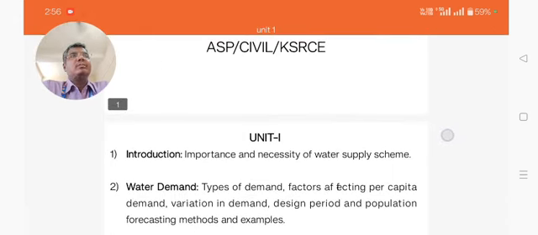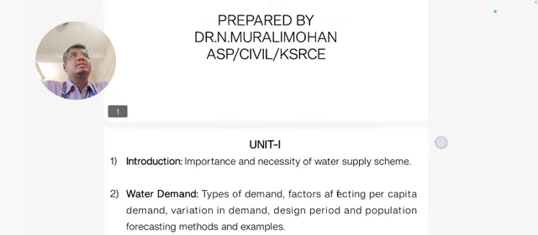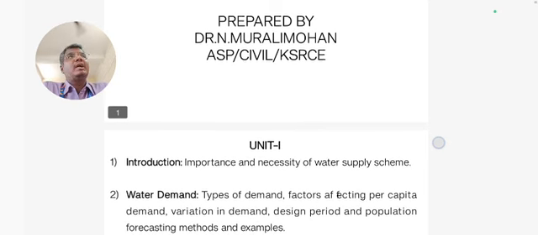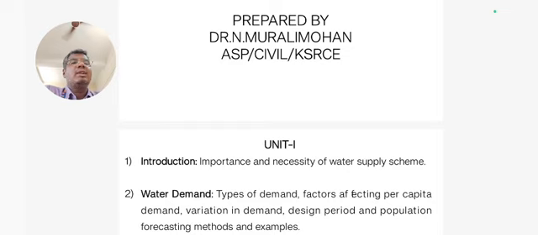Water supply engineering deals with the supply of water. We first have to identify the sources of water. Before that, we have to plan a water supply system for a particular area, locality, institution or any kind of community. The first step is to identify the source of water, and then planning of the water supply system.